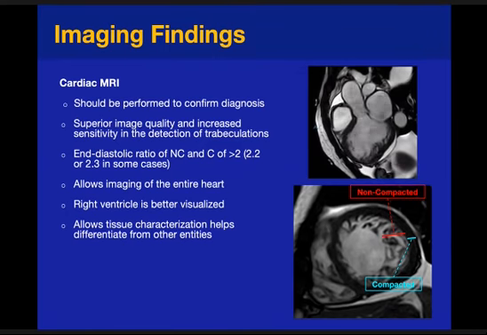Also, MRI helps image the entire heart as well as the mediastinal structures to rule out other structural pathologies. Compared to echo, the right ventricle is better visualized on MRI because of the variant anatomy in patients scanned during echo. Sometimes the right ventricle can't be seen in that modality. Another benefit is that it allows tissue characterization, which helps differentiate it from other entities.